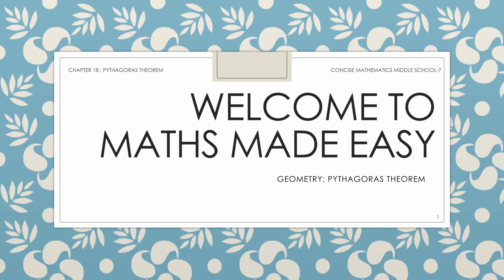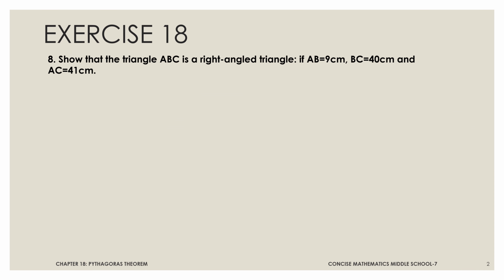Let's continue with Pythagoras Theorem, exercise 18, part 8. Here is the 8th question. Show that the triangle ABC is a right angle triangle if AB is equal to 9 cm, BC is equal to 40 cm and AC is equal to 41 cm. Here they have said that we have to prove that ABC is a right angle triangle, and they have given the values for the sides, all three sides.